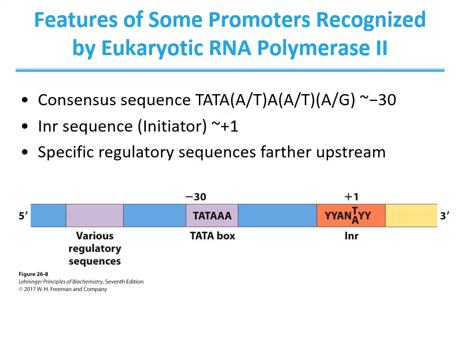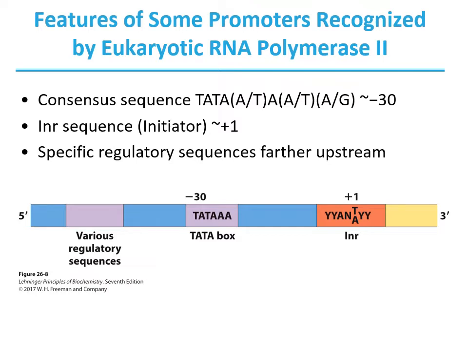Features of some promoters recognized by eukaryotic RNA polymerase II, also called Pol2. The TATA box is the major assembly point for the proteins of the pre-initiation complexes of Pol2. The DNA is unwound at the initiator sequence INR, and the transcription start site is usually within or very near the sequence. In the INR consensus sequence shown here, N represents any nucleotide and Y represents a pyrimidine nucleotide.